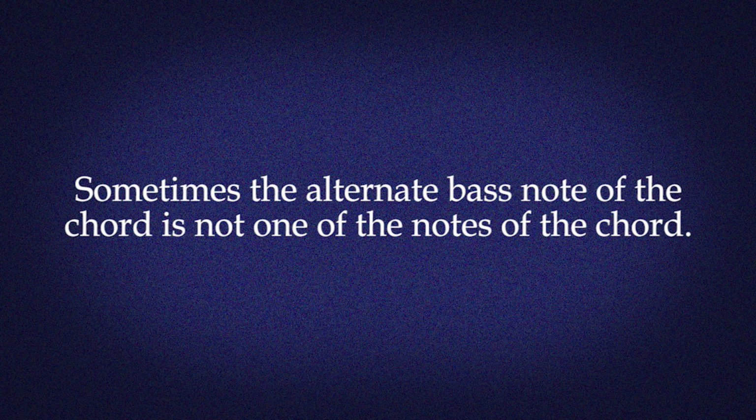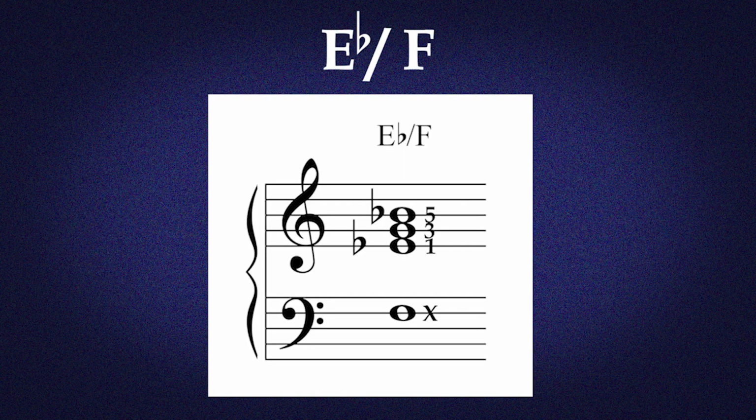Sometimes the alternate bass note of the chord is not one of the notes of the chord. For example, E flat over F. This is not an inversion of the E flat chord because F is not found anywhere within the E flat major chord. It may very well be spelled as an inversion, but there are a lot of other things that would decide the best way to voice this chord. What we do know about it is that it will contain E flat, G, and B flat, all over an F bass note.